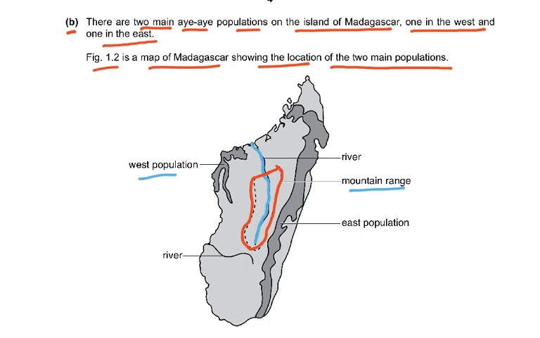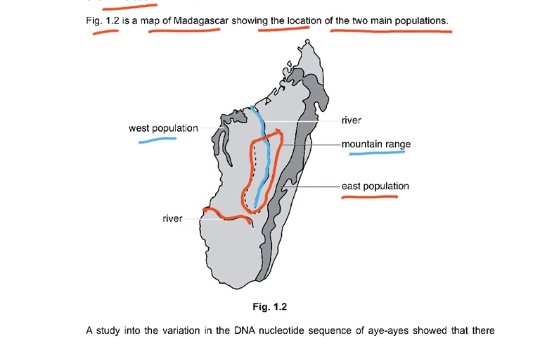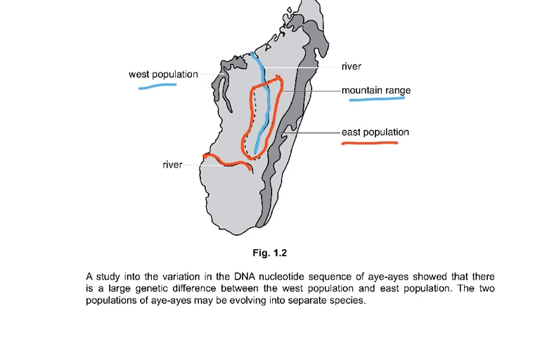And then there is an east population, and then there's another river here. So 2 rivers, mountain range, and then a west population, and then an east population. So look at this very carefully, and then it says a study into the variation in the DNA nucleotide sequence of II showed that there is a large genetic difference between the west population and east population. The two populations of II may be evolving into separate species.